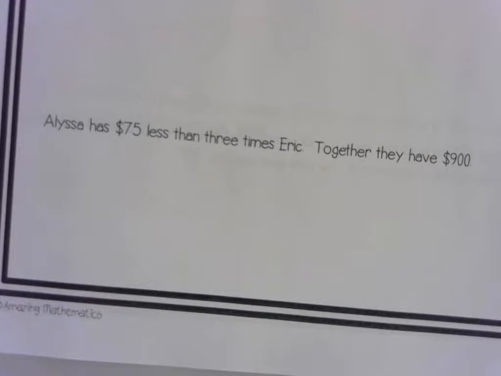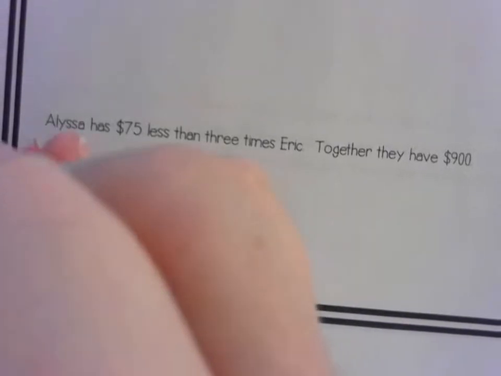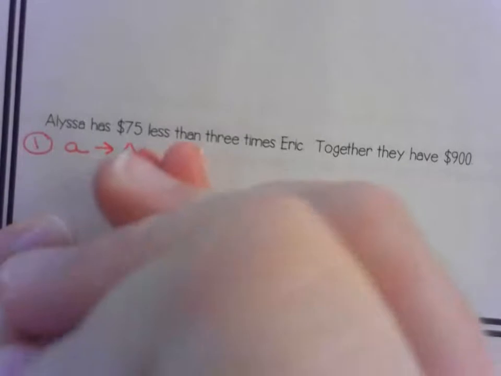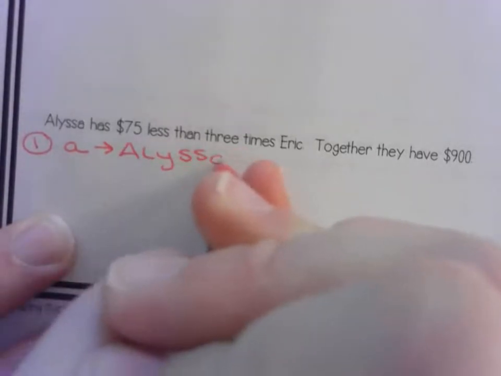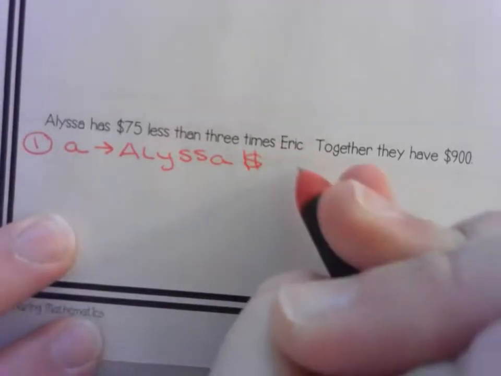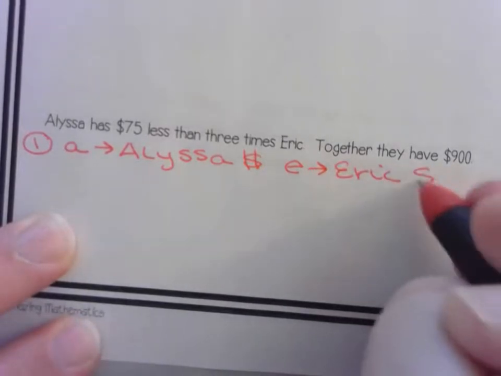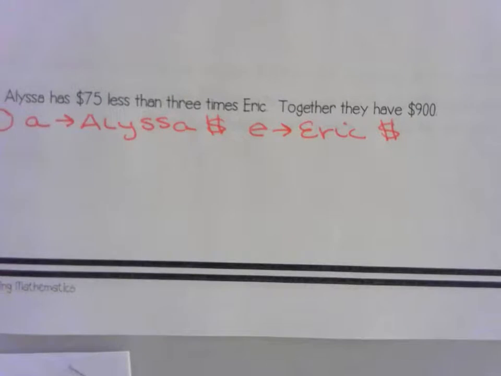what am I wanting to know? What can you kind of figure out they want to know just by reading it? How much money Eric has? And how much money Alyssa has. So that's going to be step 1, define your variable. So I'm going to let A be Alyssa money, how much money Alyssa has, and E be how much money Eric has, Eric money. So even though they don't come out and say how much each person has, you can kind of assume that.